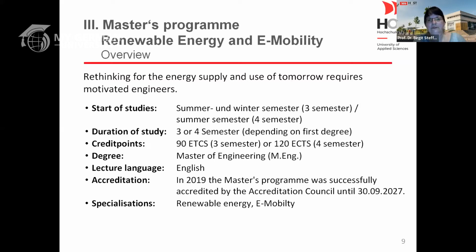The students will receive 90 ECTS points in the 3 semester variant, and this program starts in summer and in winter semester. In the 4 semester variant, you get 120 ECTS points, and you can start only in the summer semester. The degree is Master of Engineering. In 2019, the master's program was successfully accredited by the Accreditation Council until 2027. The program has two specializations, renewable energy and e-mobility. You can specialize in the choice of the elective module.